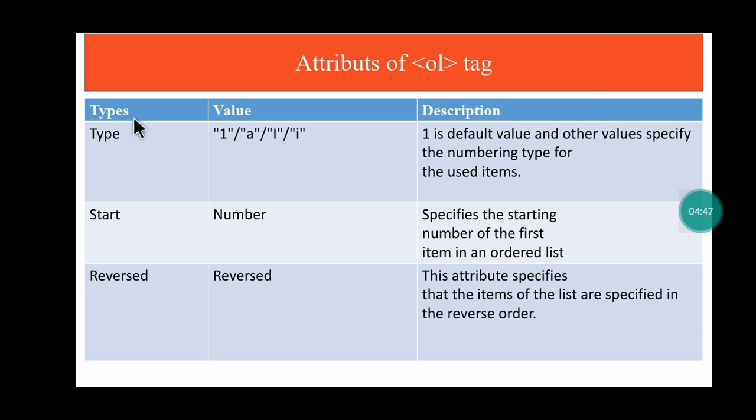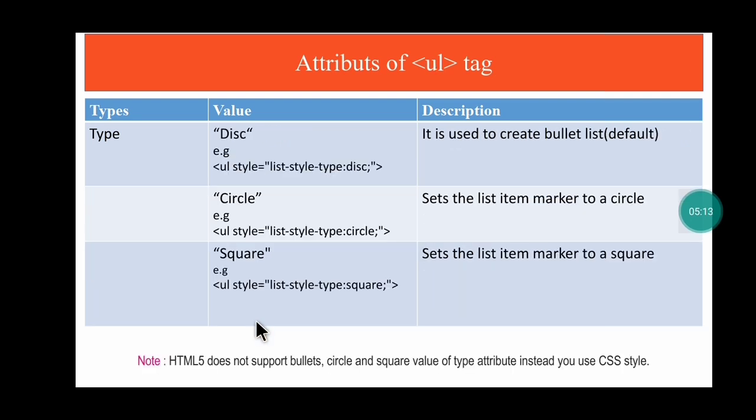The next attribute is reversed. Suppose you want to print your ordered list in descending order, reverse order, then you can use the reversed attribute. This attribute specifies that the items of the list will be in reverse order. So for that purpose we can use the reversed attribute.